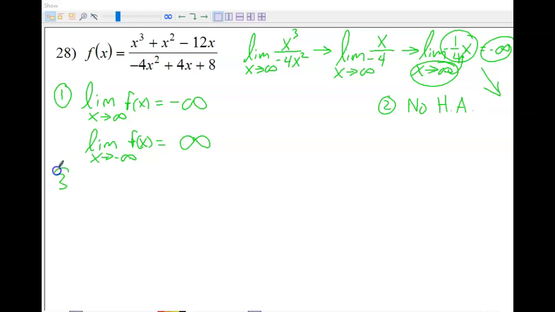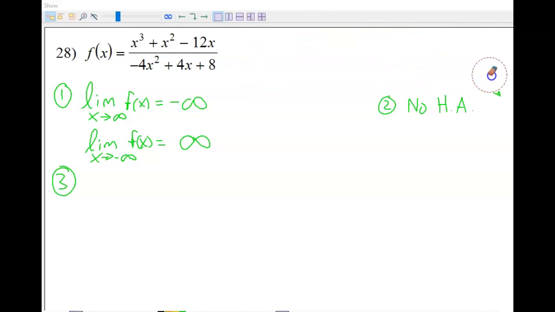Number 3. You're supposed to factor it at this point. It's a lot of factoring to do here, it looks like. So on the top, I can take out an x. Oh wait, I forgot to do my y-intercept, didn't I? Before I factor, let's do our y-intercept. That was the next thing.